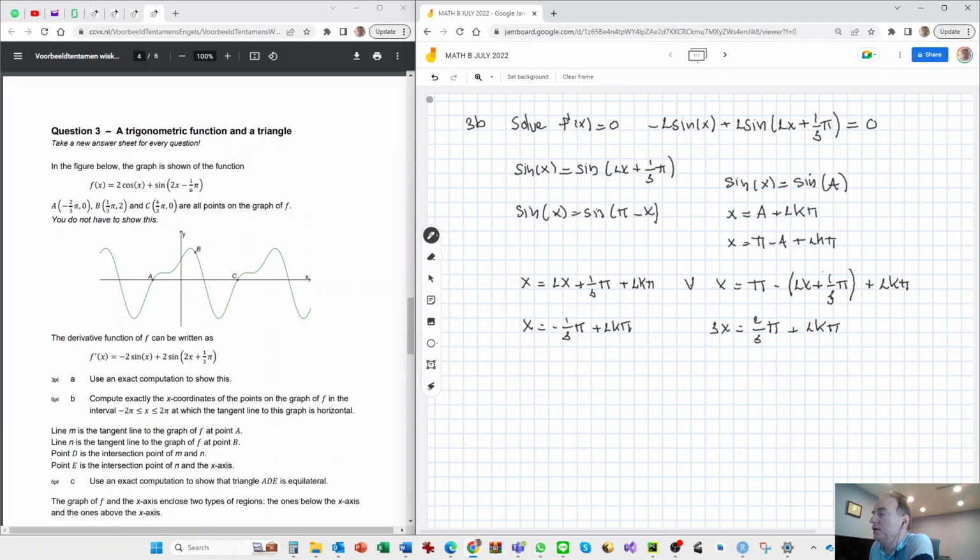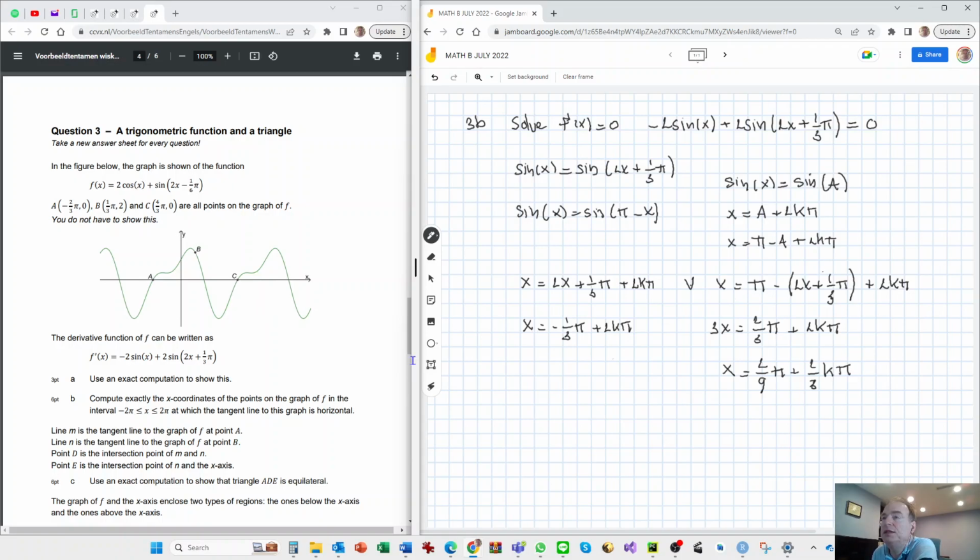And now I need to divide both sides by 3. So I get 2 over 9 pi. But then all these additional terms will have a 2/3 k in front. So it's 2 over 3 k times pi. Okay, now we just need to enumerate within this interval what the solutions are.